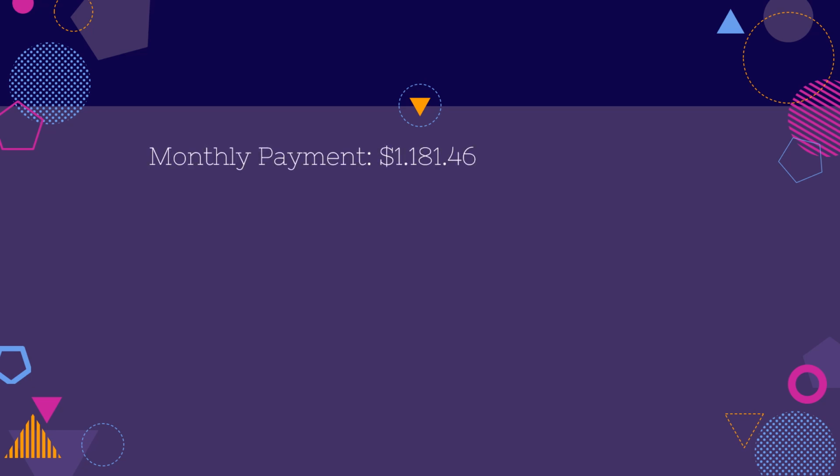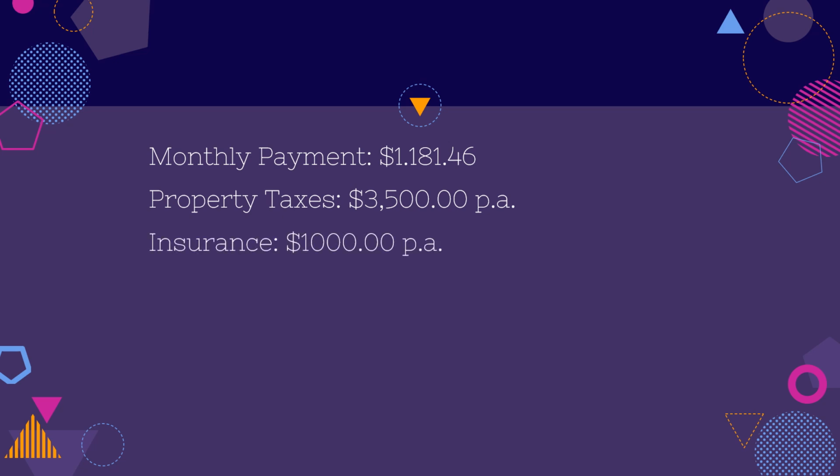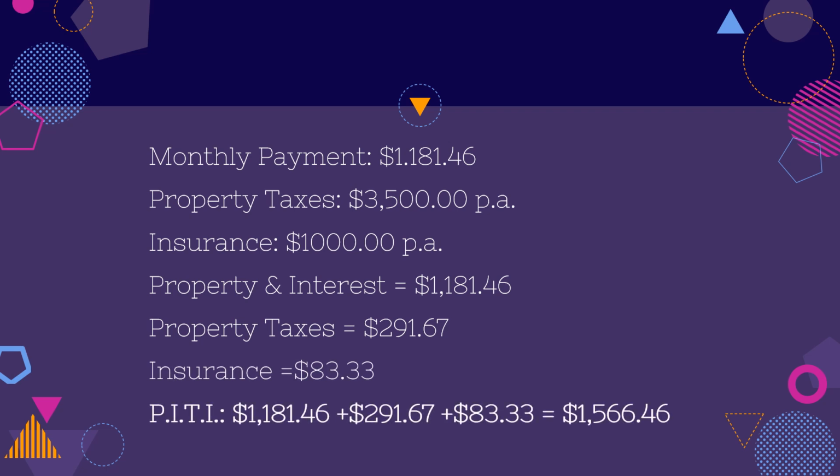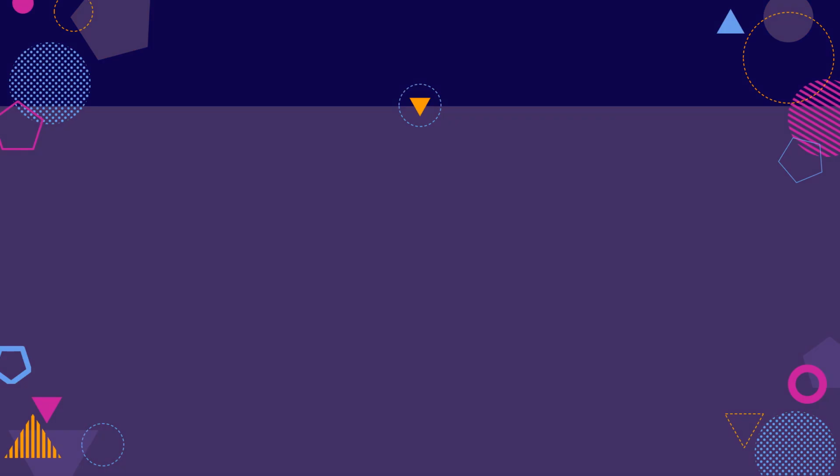The monthly payment is $1,181.46. Let's say the property taxes are a little bit less than 1%, which is $3,500, and the insurance is roughly $1,000. So principal and interest is $1,181.46. Property taxes on a monthly basis are $291.67, insurance $83.33. So the total PITI, meaning principal, interest, taxes, and insurance, is going to be $1,566.46.